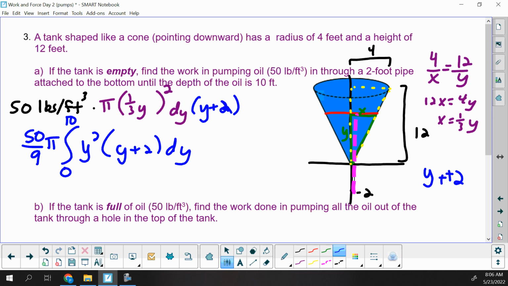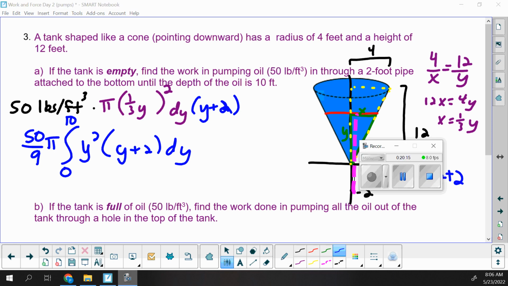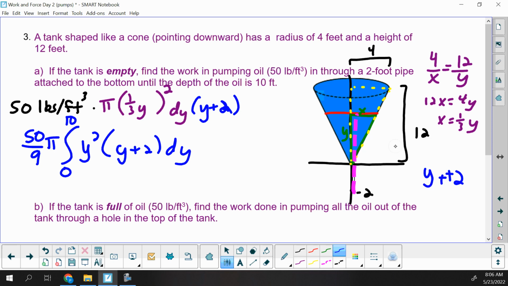We'll pause for a minute, see if you can get this. We'll say in terms of pi again, for our work. And make sure to stick units on your answer. So we should have 475,000 over 27 pi foot-pounds.